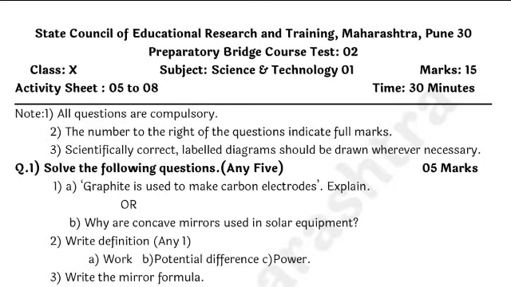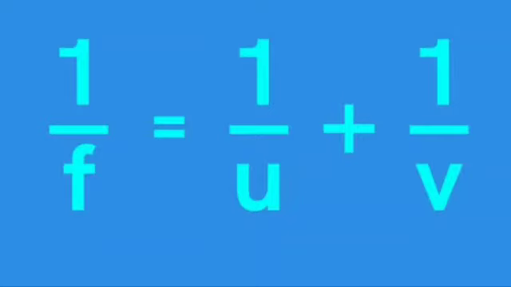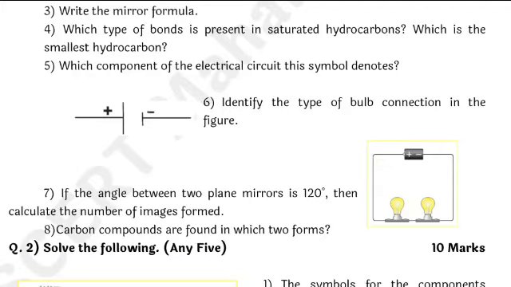Let's see question number 3. The question is, write the mirror formula. Let's see the mirror formula. It is used to find distance of object, distance of image, or focal length. The formula is 1 upon f is equal to 1 upon u plus 1 upon v. Friends, this is also called the mirror formula. Let's see the next question.